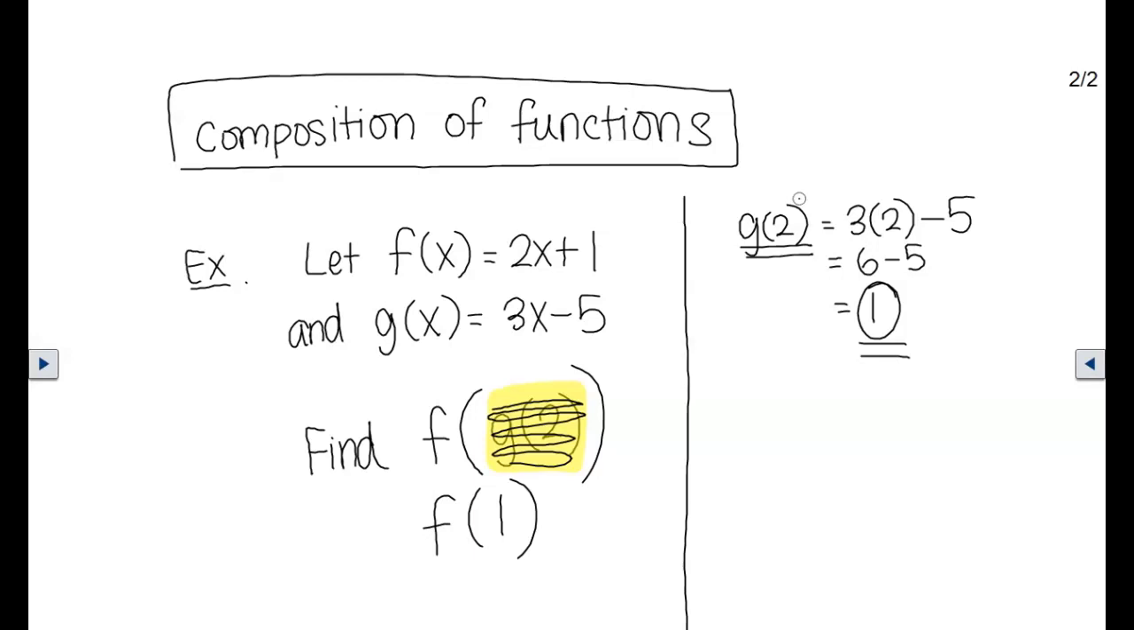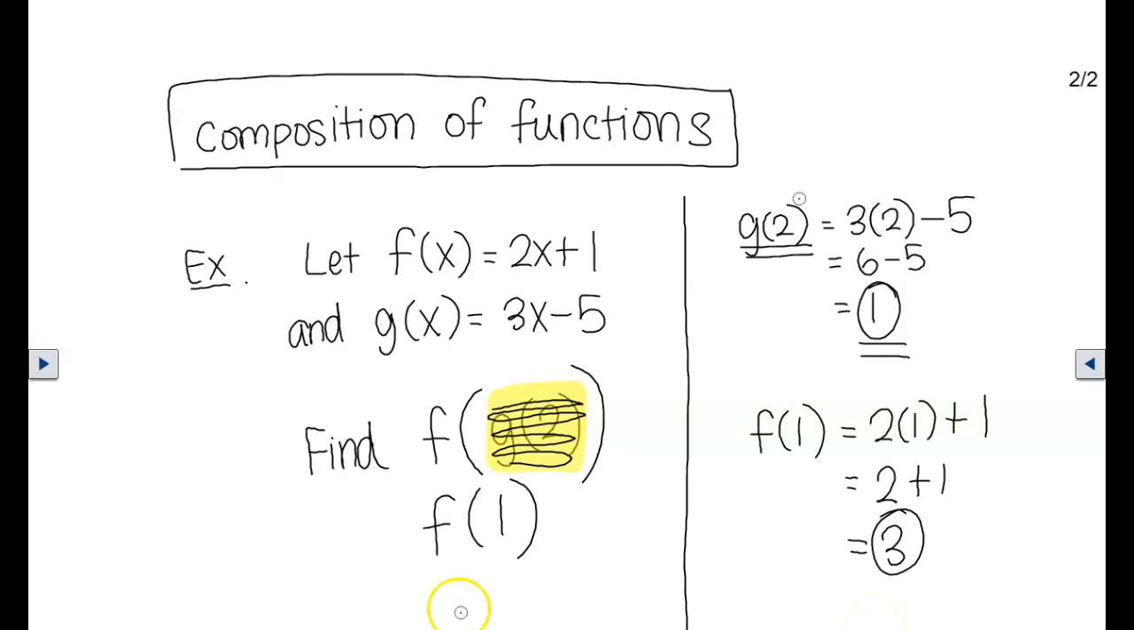So now look what the problem says. The problem says to do now f of 1. F of 1. And again, I should know what that means. That means to take the function rule for f, which is 2 times x plus 1, and replace the x in that function rule with a 1. Input a 1. So this is going to be 2 times 1 plus 1. And again here, just a little order of operations. Multiply first. 2 times 1 is 2. Plus 1 is 3.